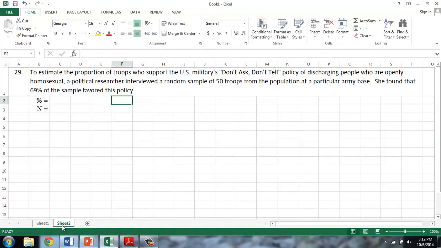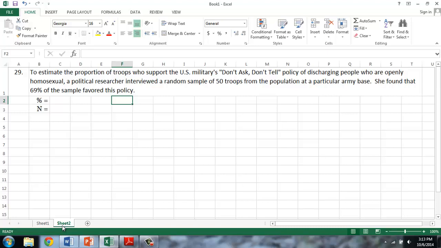For this example, I'll use problem 29 from the textbook. This is a hypothetical example, which states, to estimate the proportion of troops who support the U.S. military's don't ask, don't tell policy of discharging people who are openly homosexual, which by the way has been repealed, a political researcher interviewed a random sample of 50 troops from the population at a particular army base. She found that 69% of the sample favored this policy.